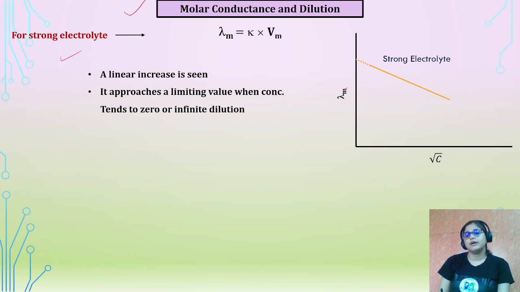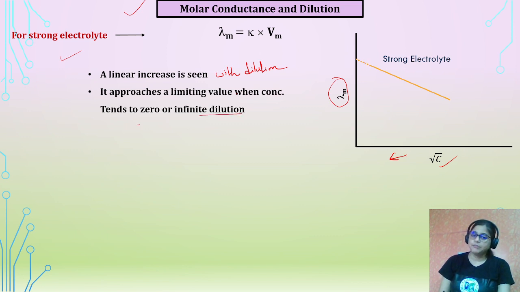When we try to draw the graph of delta M versus root C, root C means the concentration effect only. So a linear increase is seen with dilution, or with decrease in concentration. It approaches a limiting value when concentration tends to zero, or infinite dilution.